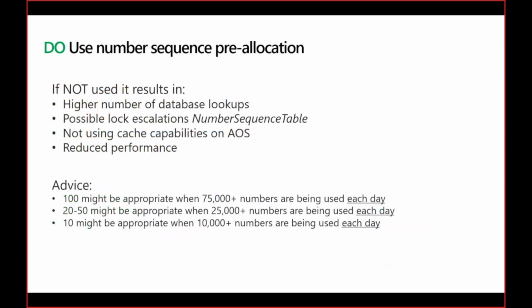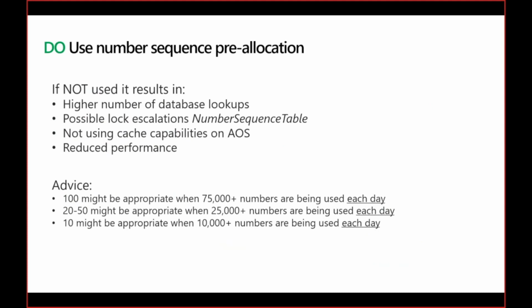Next one is use of number sequence pre-allocation. I already highlighted it with the DMF. It's a general topic. It's there since the early days of AX, but it's worth reminding all of us because we still see that a lot of times number sequences are not tuned, which results in a high number of database lookups. It can even be lock escalations to certain tables like the number sequence table. You do not make use of all the AOS caching capabilities, and of course you have a reduced performance.